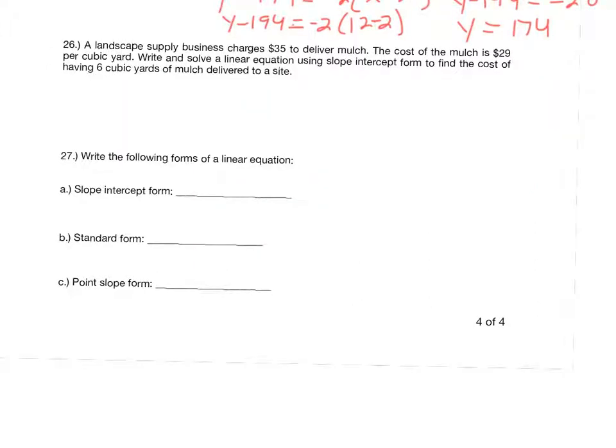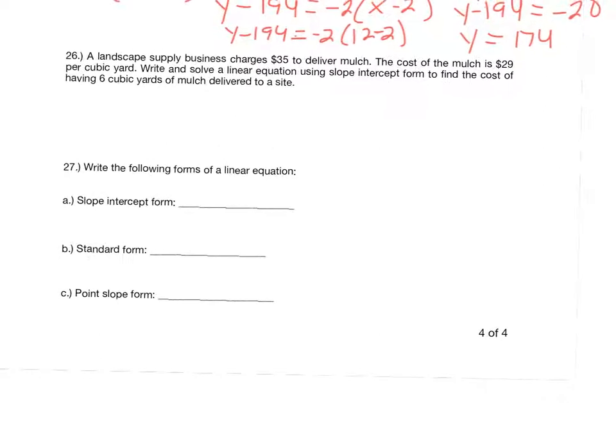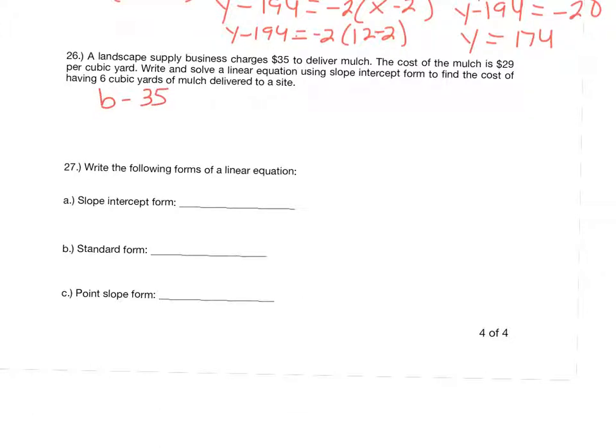Landscape supply business charges $35 to deliver more mulch. The cost of the mulch is $29 per cubic yard. So we are trying to write an equation in slope-intercept form. So it looks like our y-intercept is going to be 35, right? And I hope you could figure that out. That's what they charge just to deliver it. But then their constant rate of change there is going to be, well, how much does it cost per cubic yard? And that's $29 per cubic yard. So your slope is going to be 29. That's not a -29, your slope is 29. Y equals 29x plus 35.